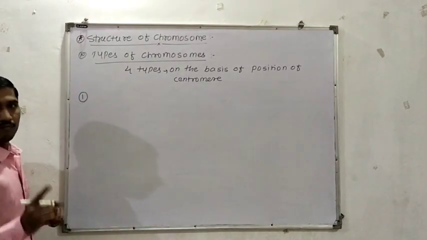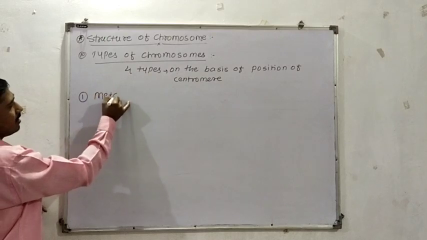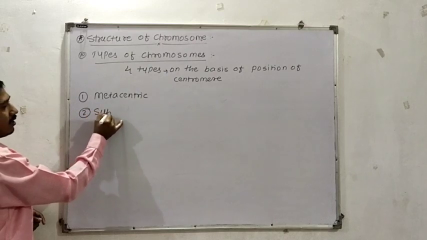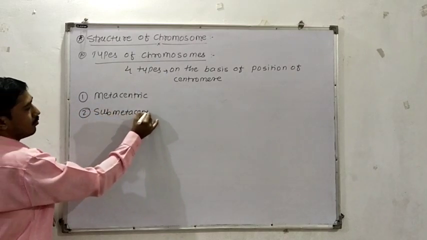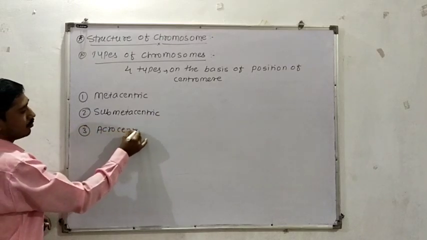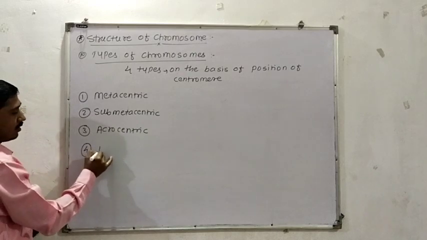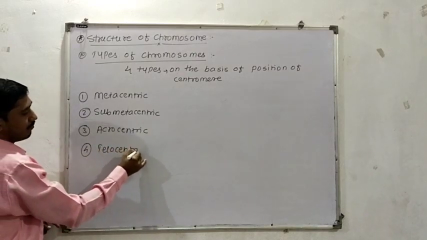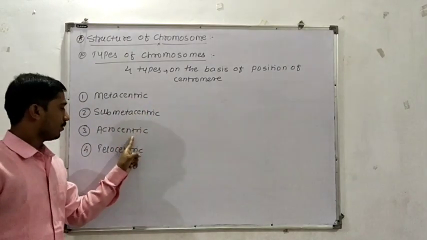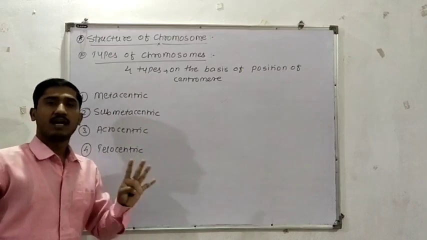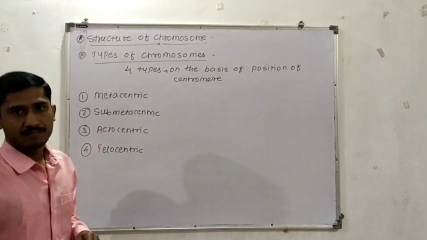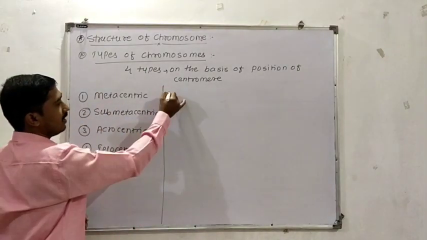Out of these 4, first type is metacentric chromosome. Second one, submetacentric chromosome. Third one, acrocentric chromosome. And fourth one, telocentric chromosome. Right? Metacentric, submetacentric, acrocentric and telocentric. These are the 4 types of chromosomes on the basis of position of centromere. Let's see one by one in detail.